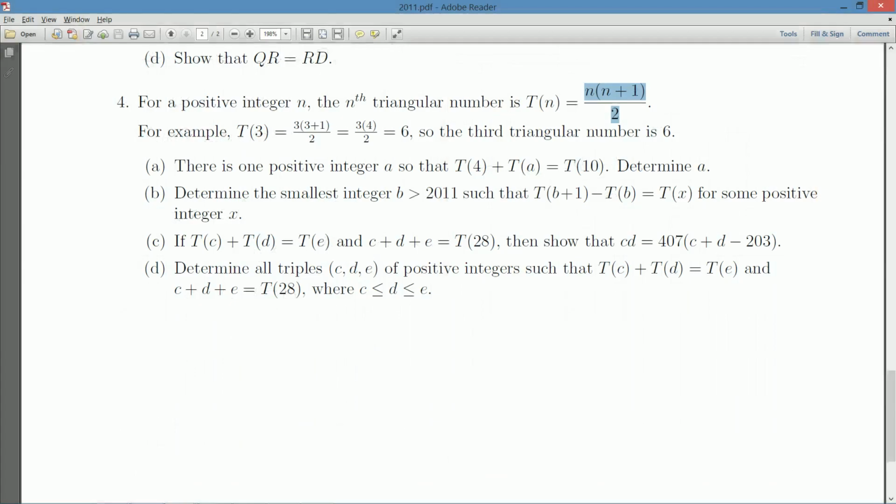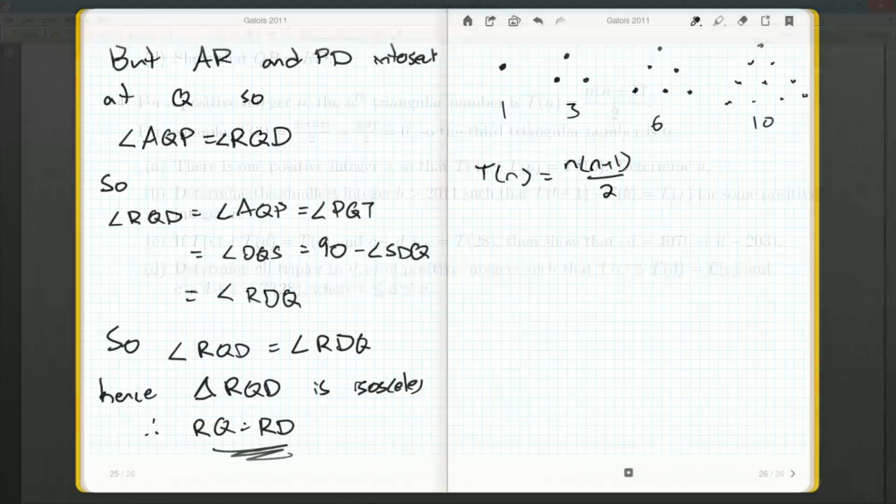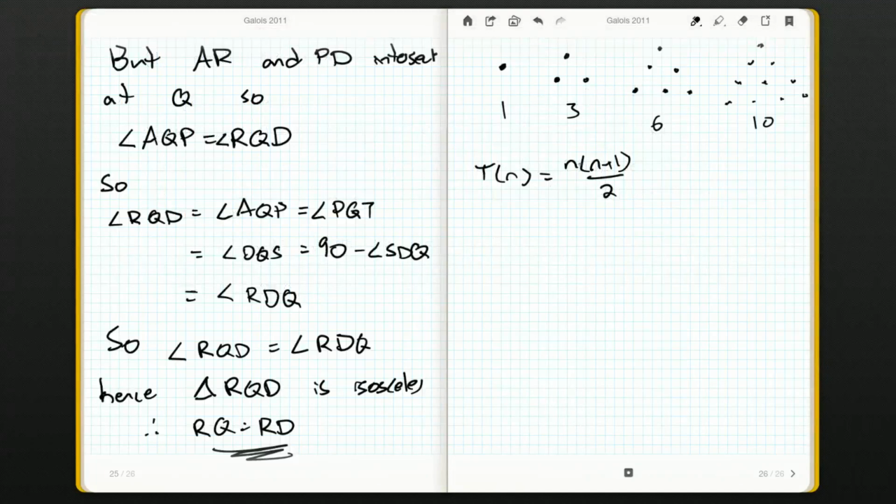Okay. So we're introduced to the formula and the nomenclature, triangular number. Okay, fine. We have 4 parts here, A, B, C, and D. A. There is one positive integer A, so that the 4th triangular number plus the 8th triangular number is equal to the 10th triangular number, determine A. Okay, well, we have a formula for the 8th triangular number, and the 4th one, and the 10th one, so why don't we just work them out?